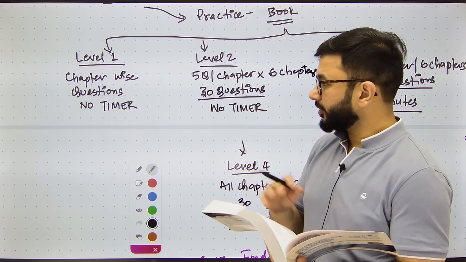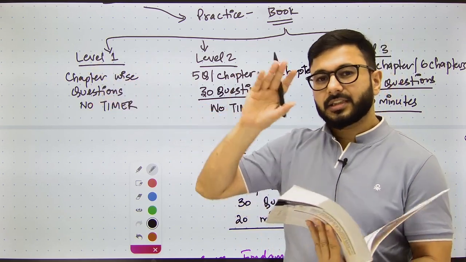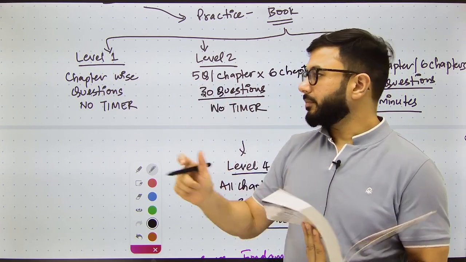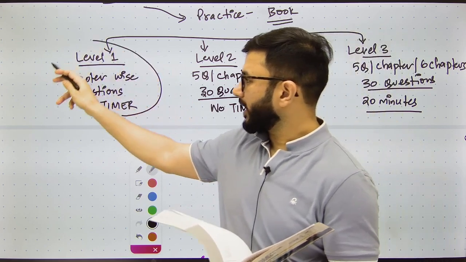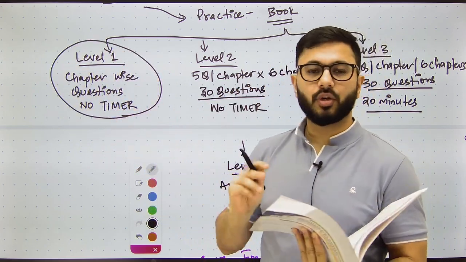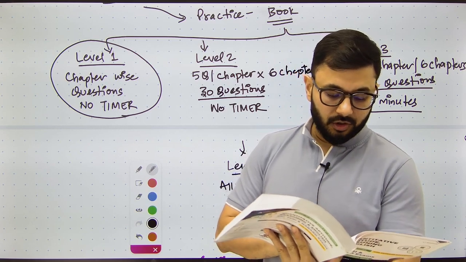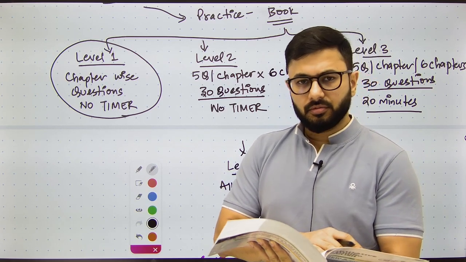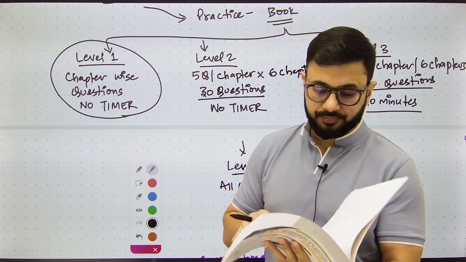Let's start with this. What is level 1? Let's get to all these 4 levels one by one. Level 1, just let's focus on level 1, forget about level 2, 3, 4. Chapter wise questions, no timer. This is what it says. Now there are approximately 10 to 15 chapters in quant.